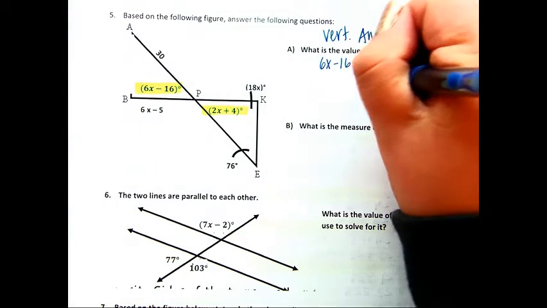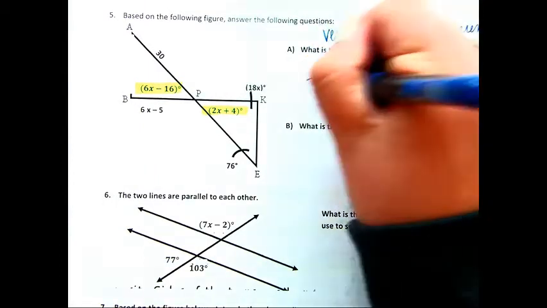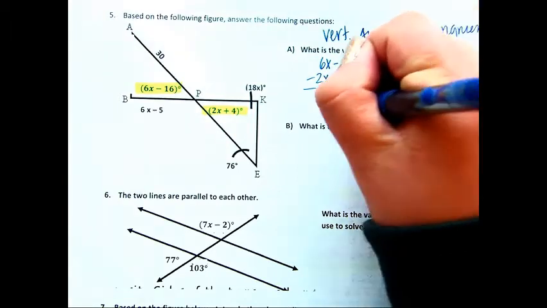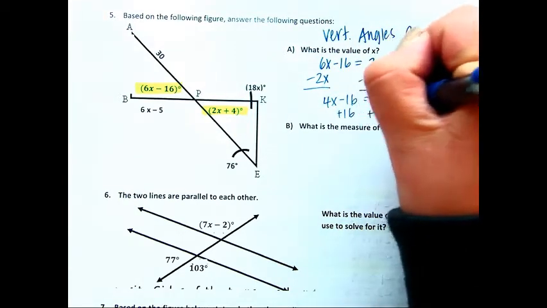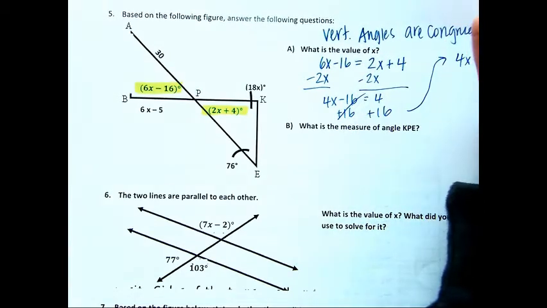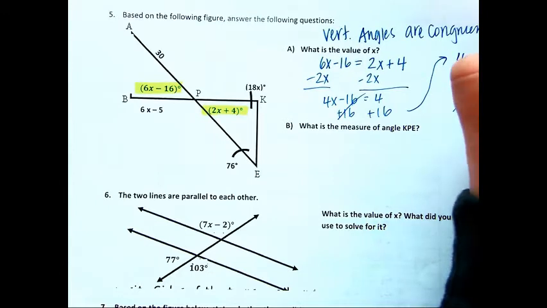So I'm going to subtract 2x from both sides. 4x minus 16 equals 4. Add 16 to both sides. This gives us 4x equals 20. Divide by 4. X equals 5.